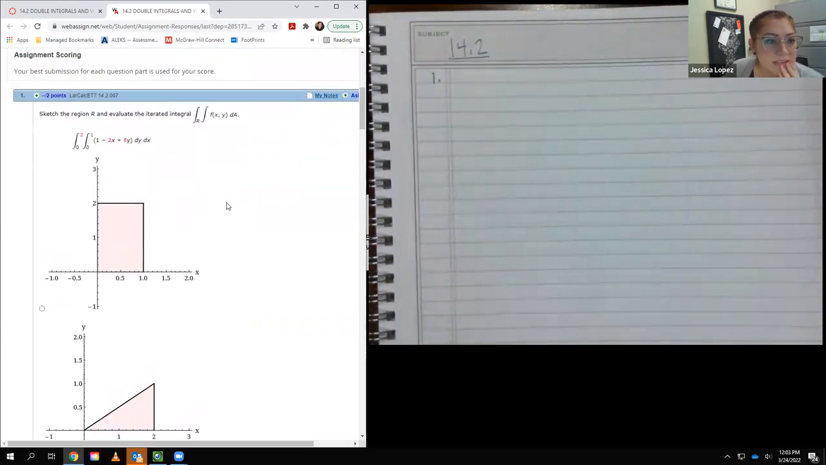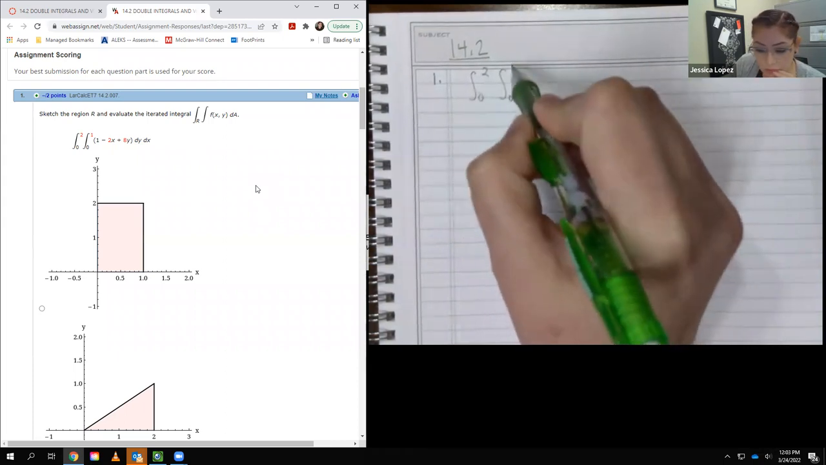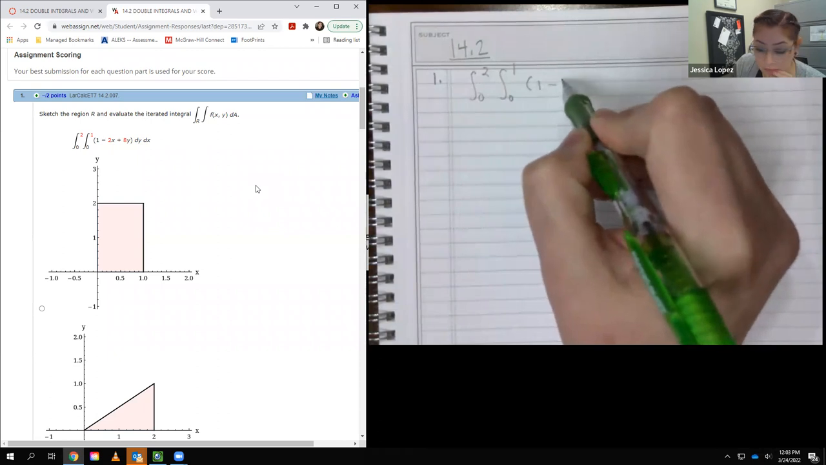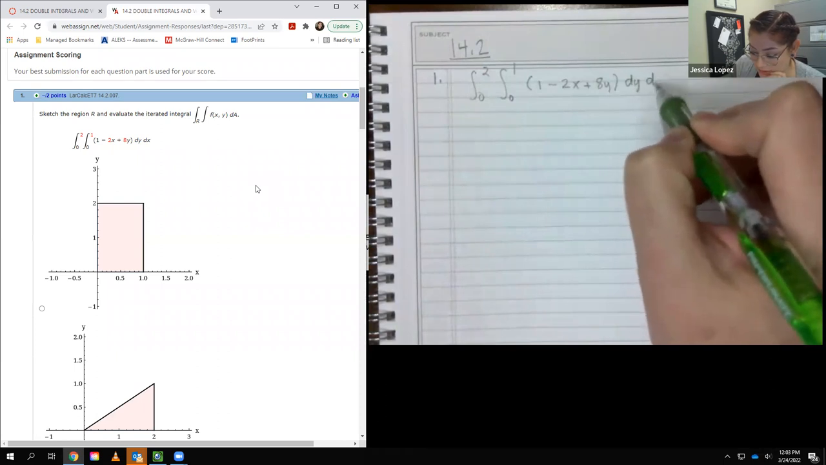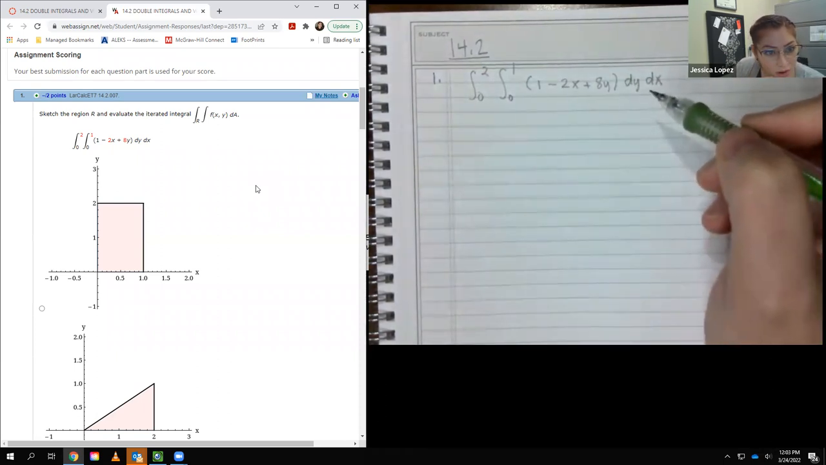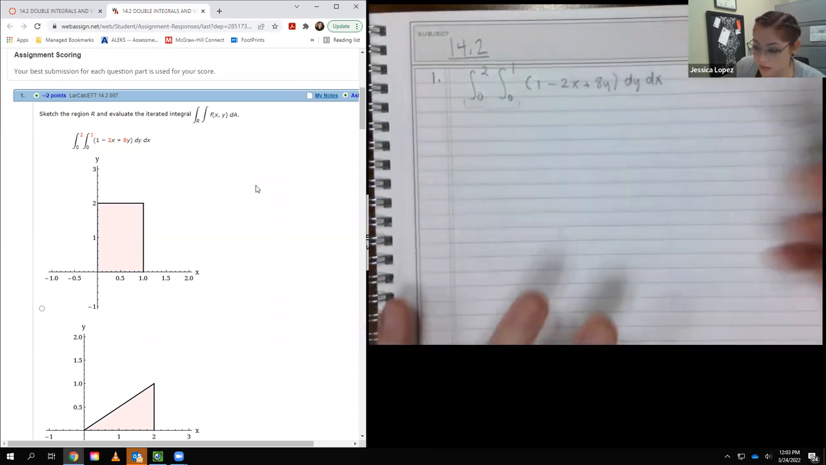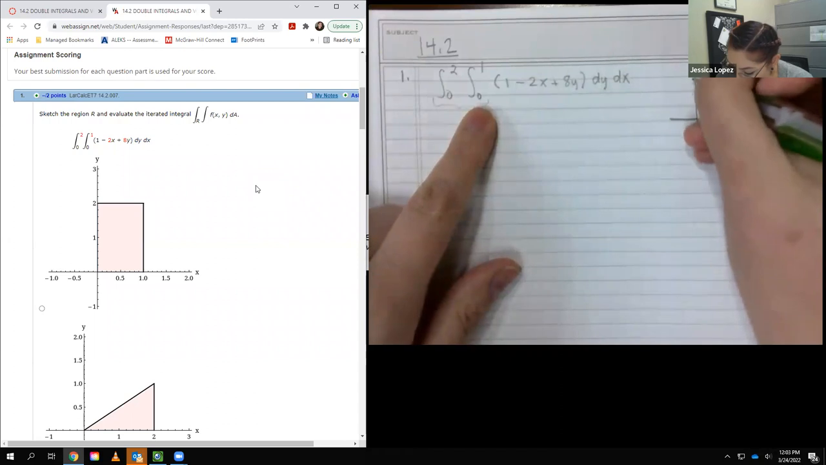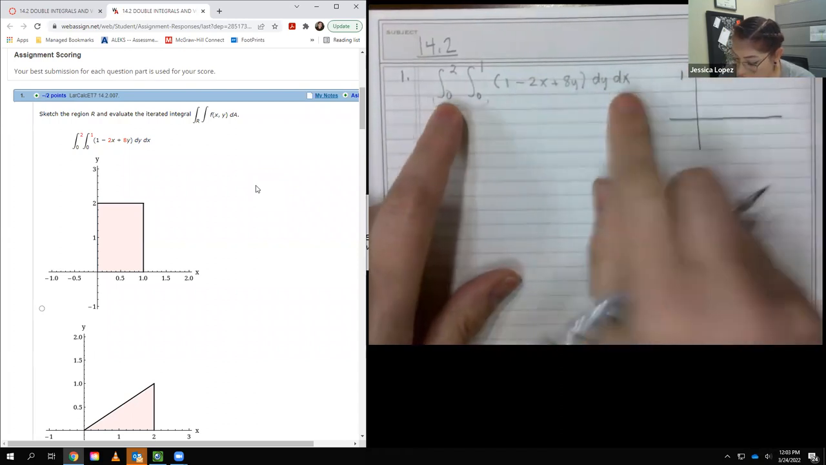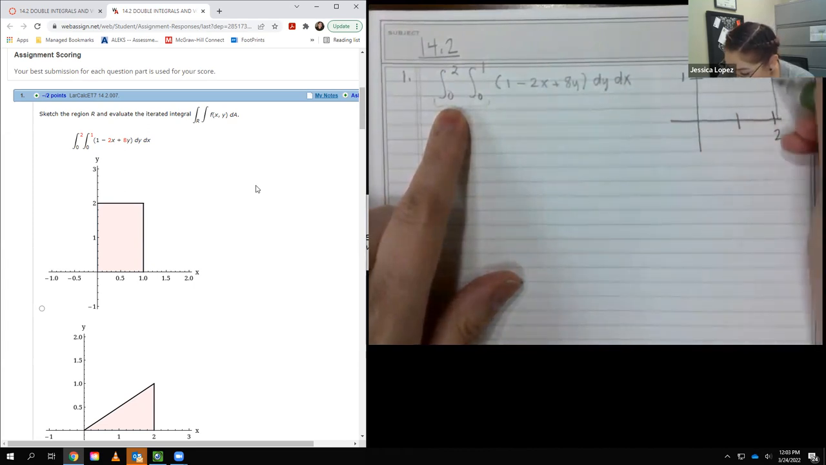Okay. So this one says sketch the region and evaluate the iterated integral. So we have 0 to 2, 0 to 1, and then we have 1 minus 2x plus 8y, dy dx. So the region R is just given by these bounds. That's the region that's been given. And if I were to draw that, it's basically telling me that the y's are going to go from 0 to 1, but the x's are going to go from 0 to 2. So that means I'm talking about this region in the xy plane.